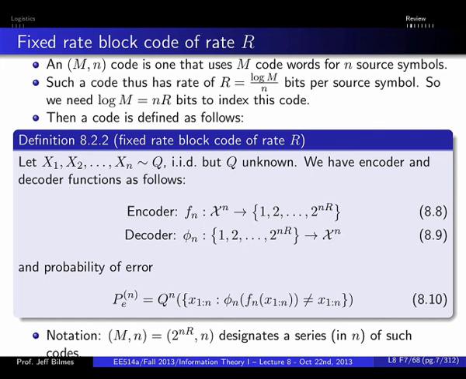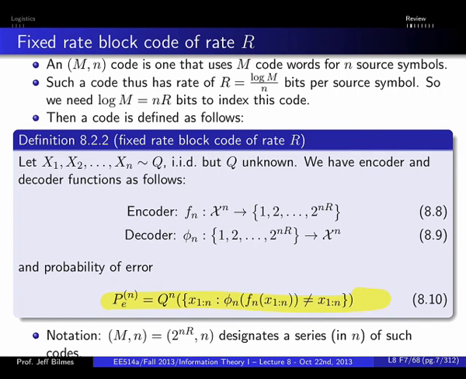Right, so we had the definition of a fixed length block code, where we had an encoder function, a decoder function, and a probability of error. And essentially that's what we want.